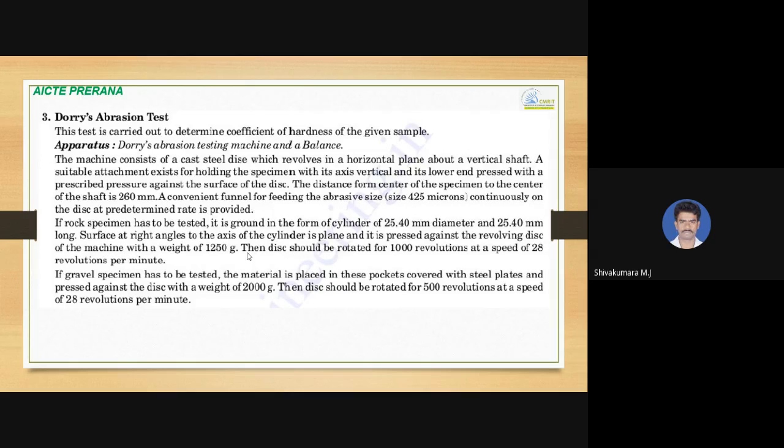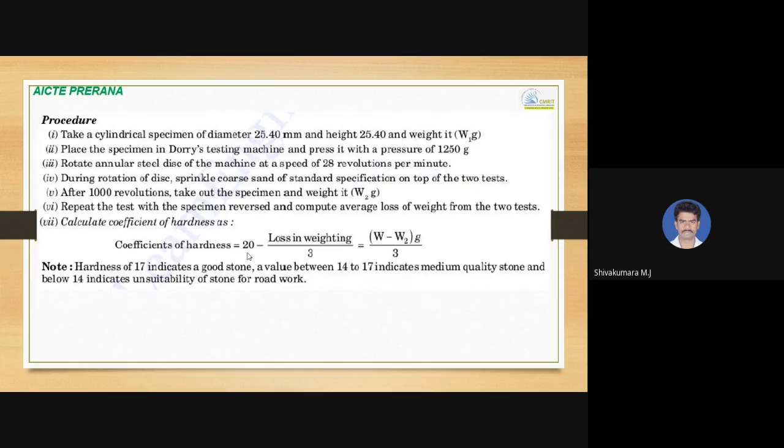To assess the same property, we have another test, that is the Deval abrasion test, that also we can conduct. Here also a particular number of revolutions we will give. The initial specimen shape and size will be different. The loss in weight after giving 10,000 revolutions, 20 minus that value divided by 3, will give us the coefficient of hardness.